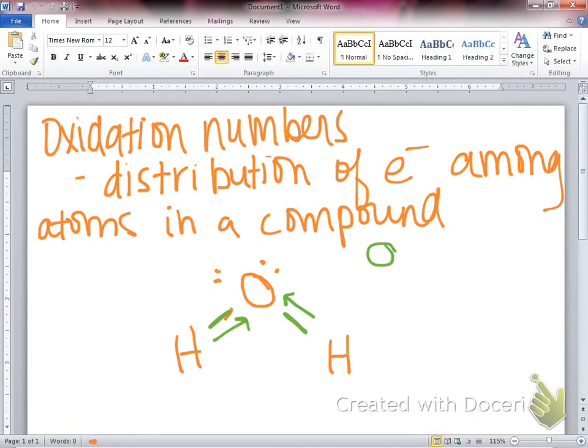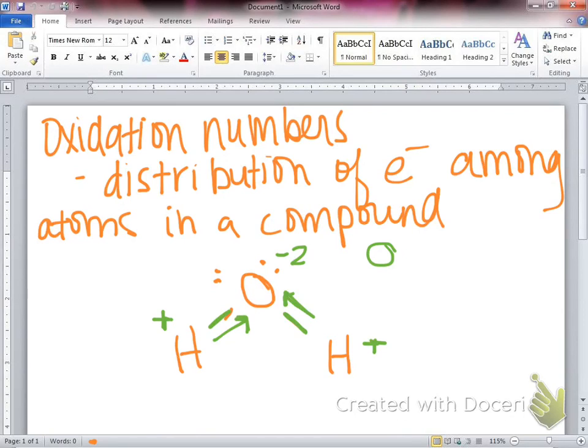Oxygen starts to hog those electrons, and that has to do with its electronegativity and all that stuff that we'll get into eventually later. But since these electrons are not shared evenly, they're not distributed evenly within this molecule, that leaves us with essentially a plus charge on each hydrogen and essentially a -2 charge on our oxygen. So, although our molecule has an overall charge of 0, each of these elements takes on a mini charge or a partial charge, and that's what we consider its oxidation number.